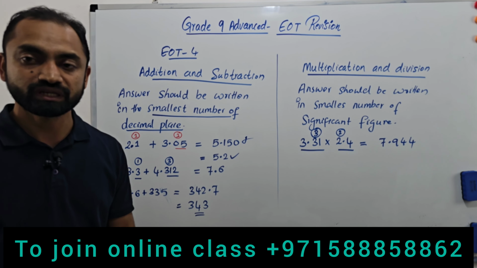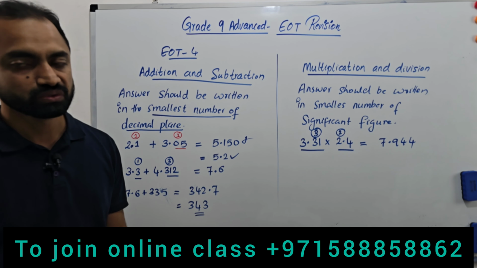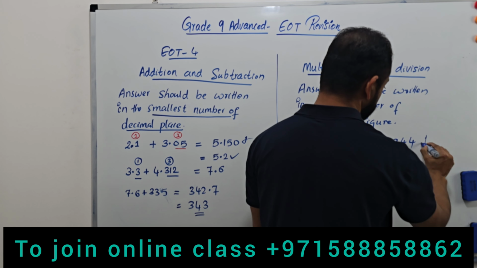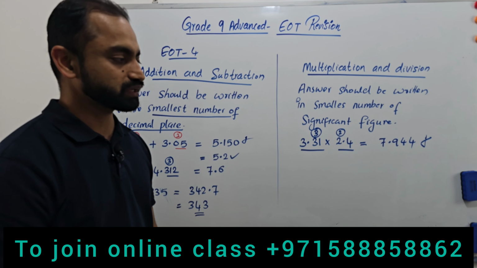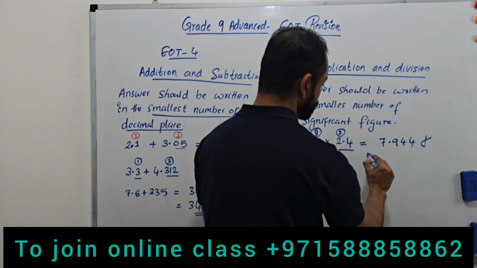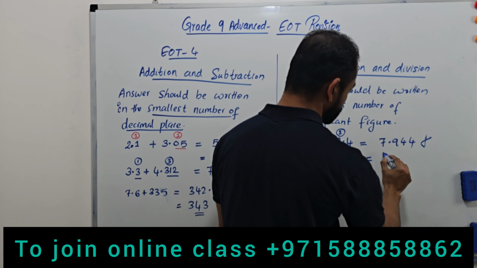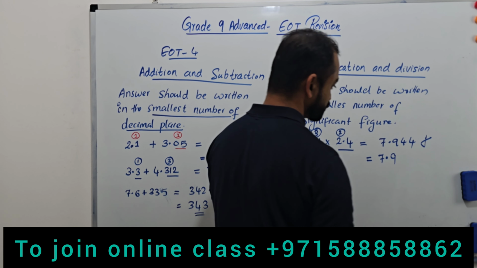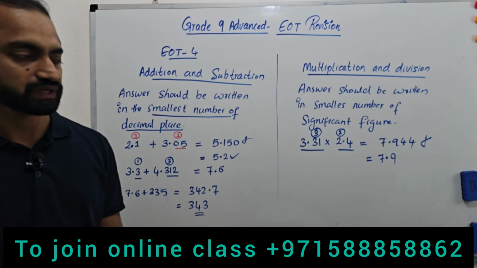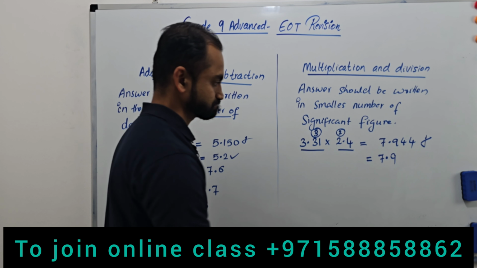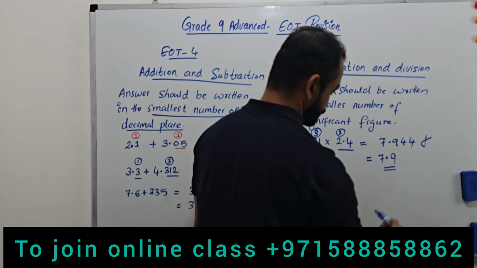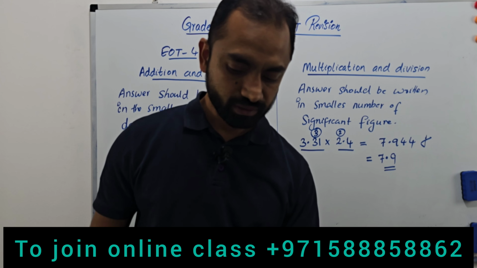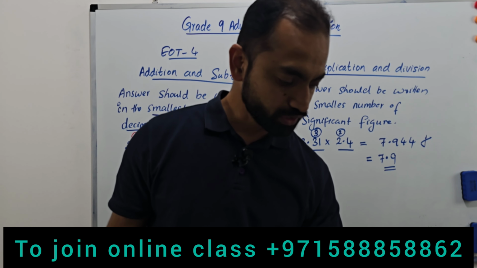2. So we need to round our answer to 2 significant figures only. Now we have written 4 significant figures, so that is not correct. We need to round this to 2 significant figures. So how to round this to 2 significant figures? 7.9, right? Yes, 7.9. Division also has the same rule. Then next we will discuss question number 8.